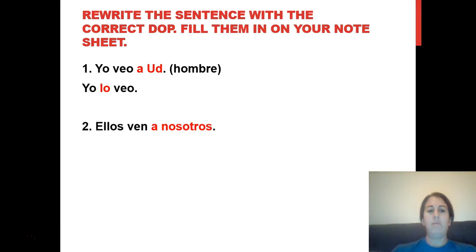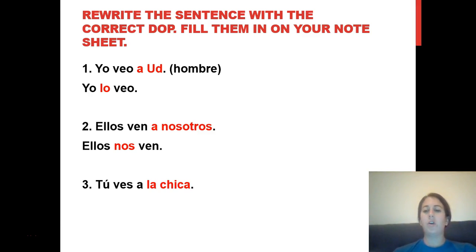Okay. Number 2. Ellos ven a nosotros. They see us. Now, where are we going to put this direct object pronoun? Ellos nos ven. And then finally, tú ves a la chica. You see the girl. So how can we say you see her? Tú la ves. Good, good, good.